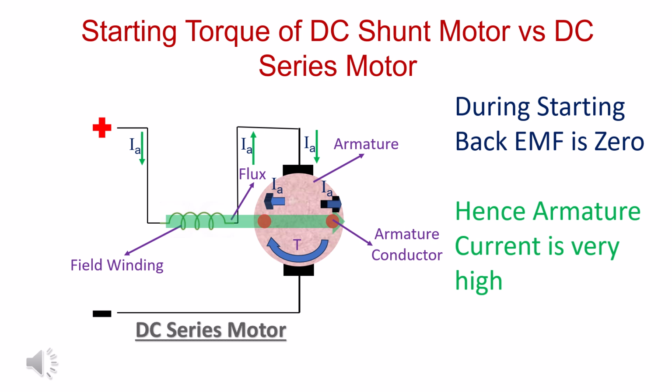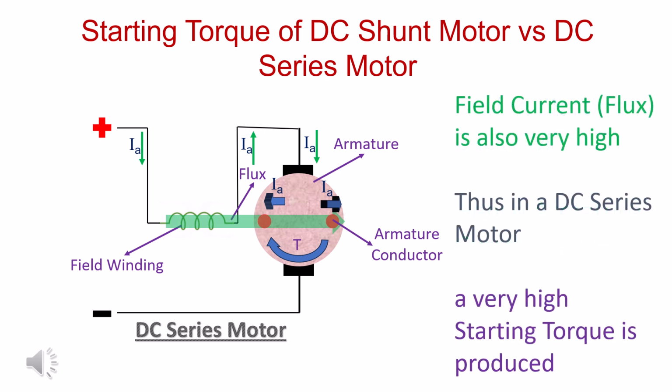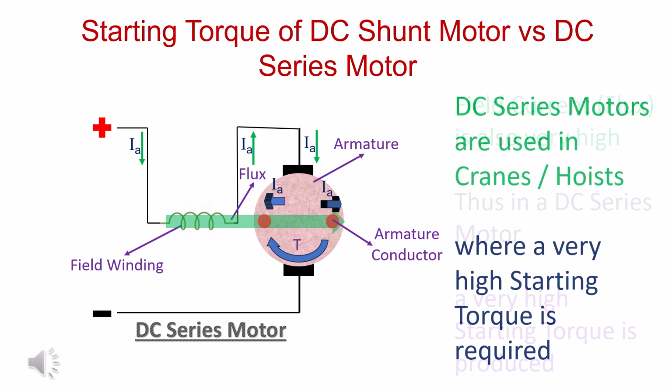During starting, back EMF is zero. Hence, armature current is very high. Flux is also very high. Thus, in a DC series motor, a very high starting torque is produced. DC series motors are used in cranes or hoists, where a very high starting torque is required.